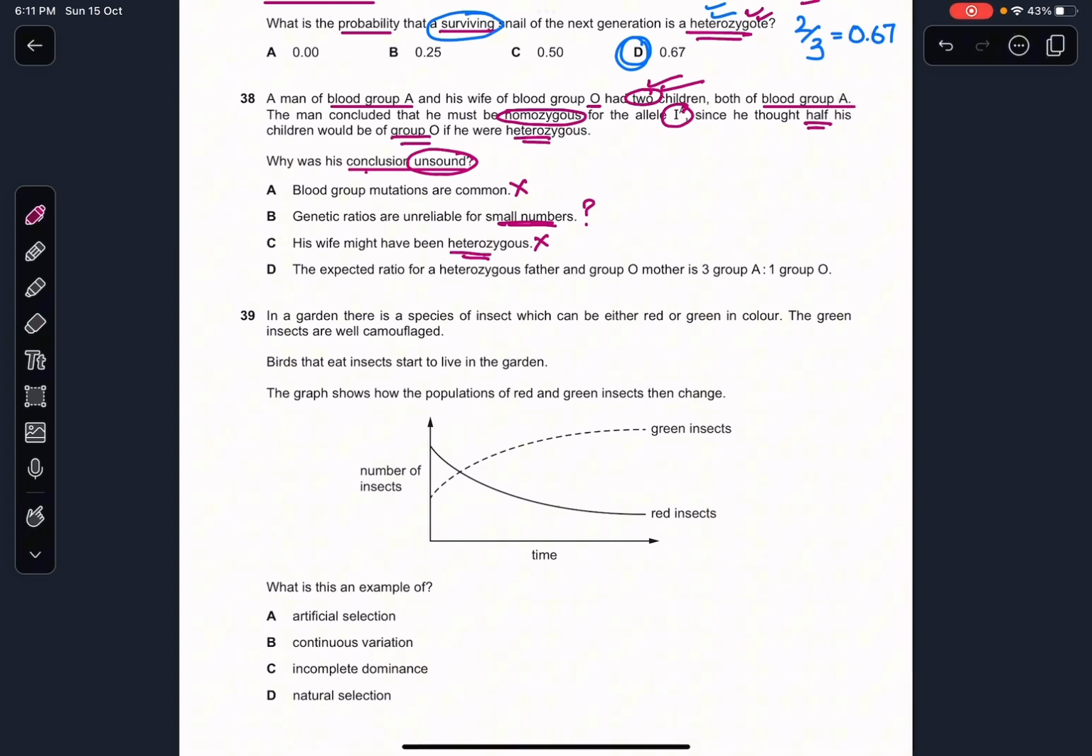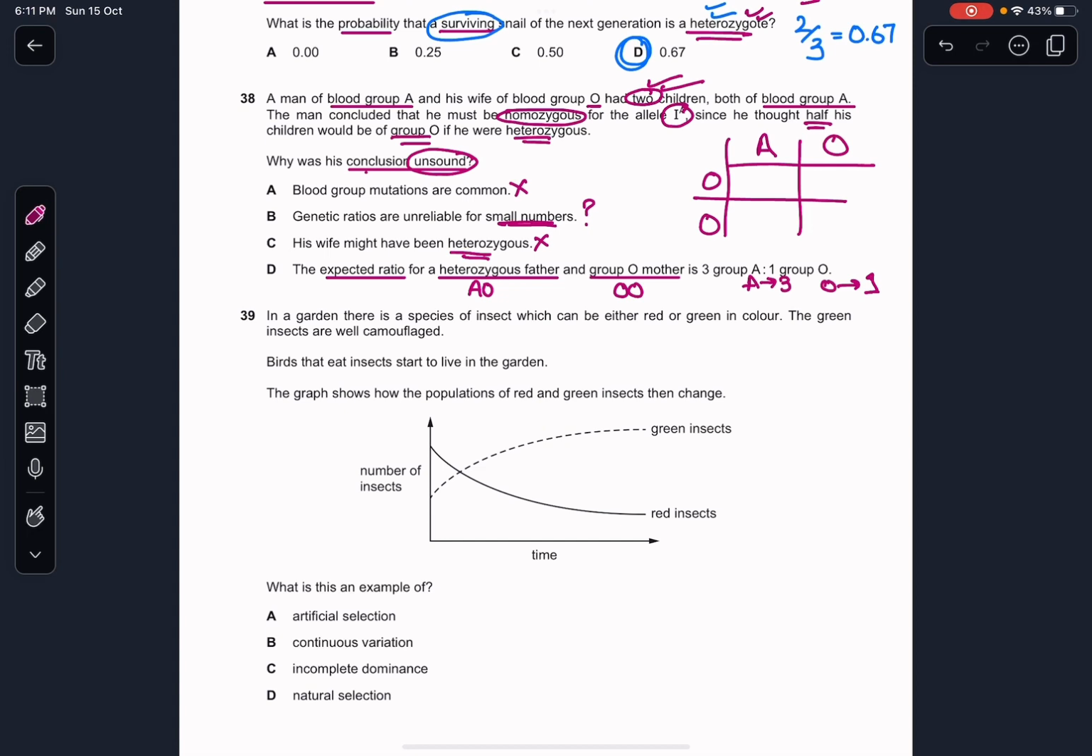So the expected ratio for a heterozygous father, that would be AO, and a group O mother, that would be OO, is A is going to be 3 and O is going to be 1. This is not correct. If we look at it, this is the heterozygous father and this is the homozygous recessive mother. So this is going to be AO, OO, AO, and OO. So it is going to be 1:1, right? So this is wrong. So the only correct answer is B.